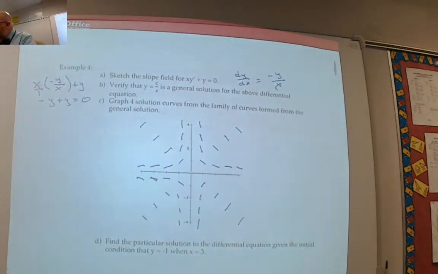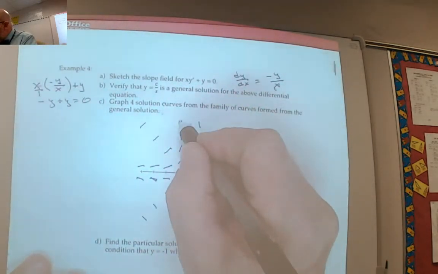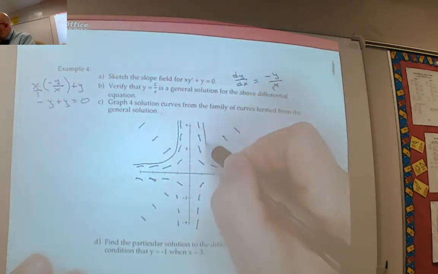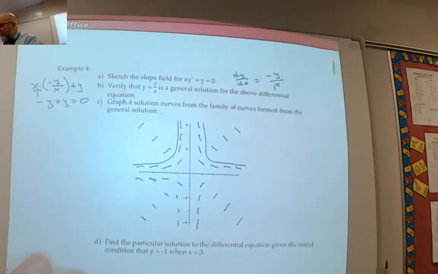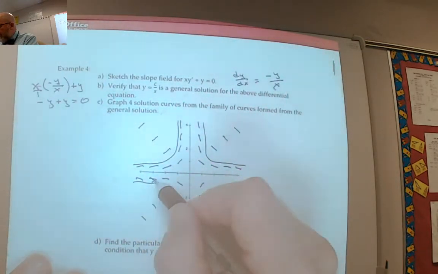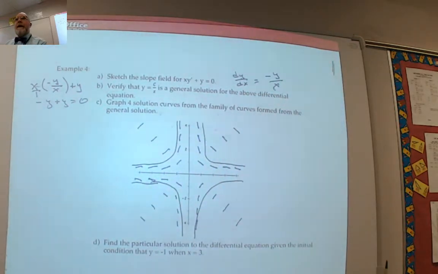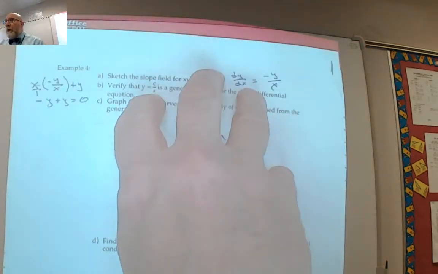Are you seeing it says, can you draw 4 solution curves? Can you see that I have a solution curve right here? Can you see I have a solution curve right here? And right here. That's a hyperbola. Are we okay with that? We are now up to 3 points.